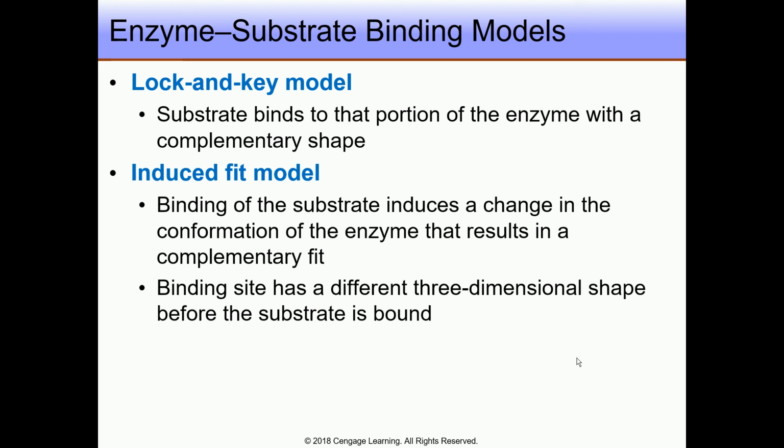So there are two models which talk about the formation of the enzyme and substrate complex. First is the lock and key model. According to this model, the enzyme has a very complementary shape to the substrate, and the substrate goes and binds there. So the substrate binds to that portion of the enzyme with a complementary shape.